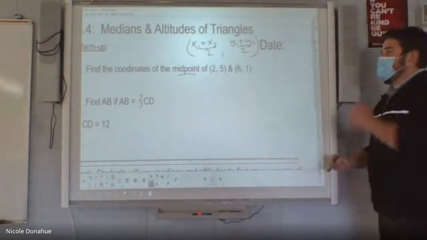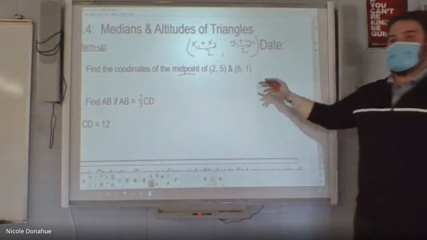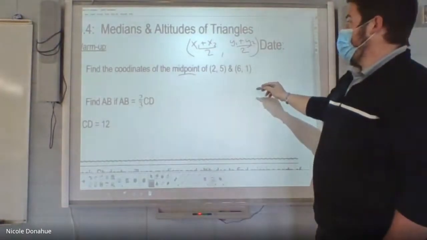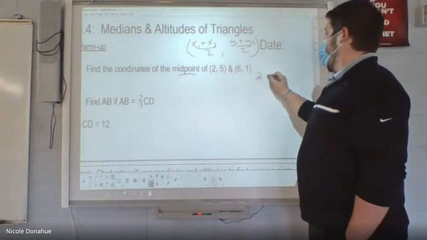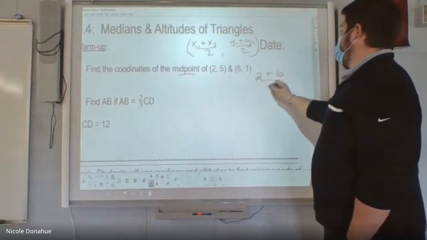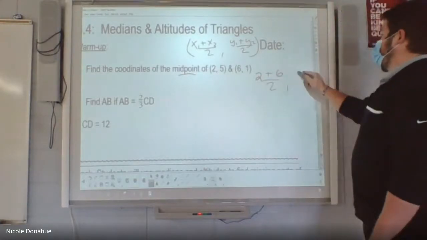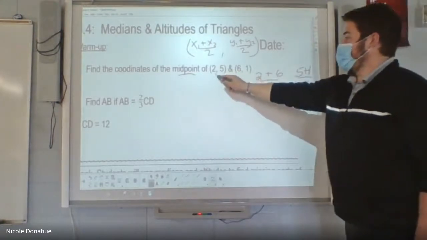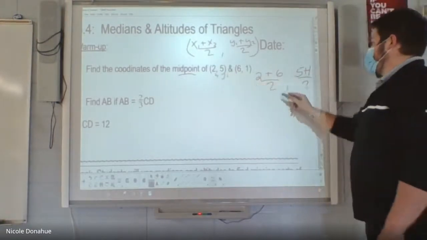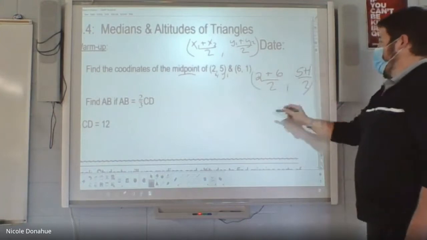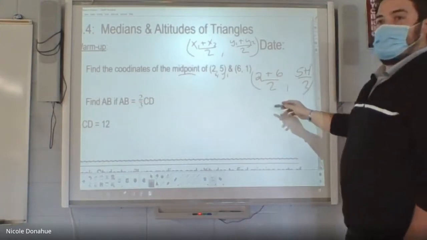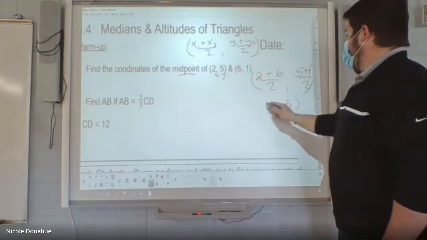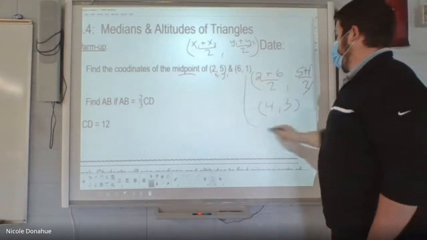All right. So then, what do you do after the formula? How do you plug it in? I put an X. All right. 2 plus 6 over 2, and then 5 plus 1. And just always remember that if this is x1, then this has to be y1. Then what was your final answer? 4, 3. Yep.